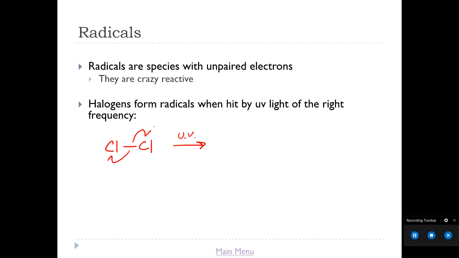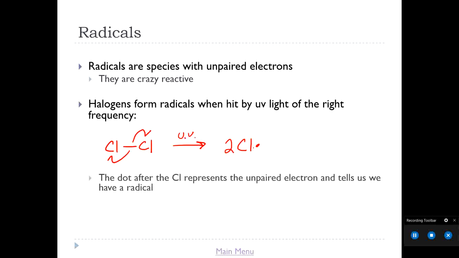Now we draw what we call fishhook arrows to represent the movement of just one electron. So it's a single-sided arrow. And this produces two chlorine radicals, which we draw with a dot after the chlorine. So it's not charged, we're not making an ion, but each one now has an unpaired electron. The dot after the chlorine represents that unpaired electron and tells us that we have a radical.